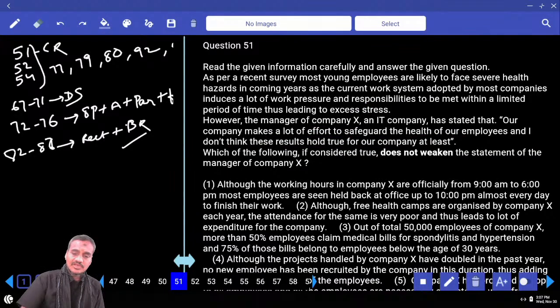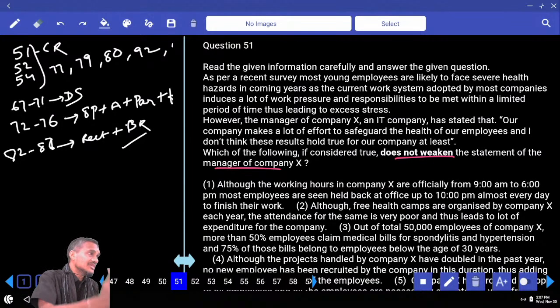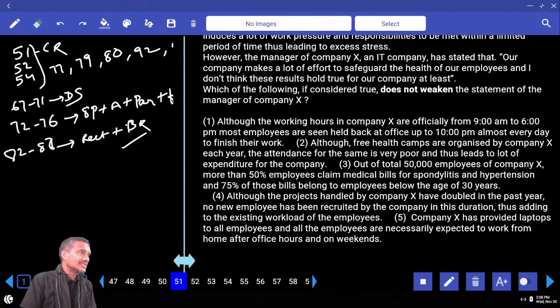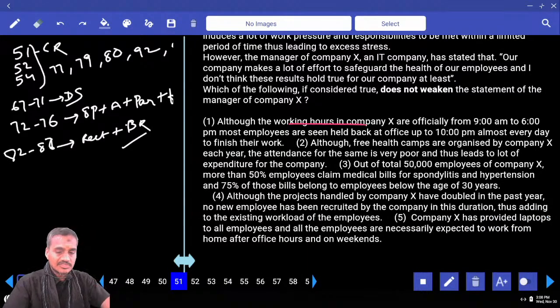ఇప్పుడు ఏమడిగాడు, విచ్ ఆఫ్ ద ఫాలోయింగ్ డస్ నాట్ వీకెన్ ద స్టేట్మెంట్. డస్ నాట్ వీకెన్ ద స్టేట్మెంట్ అంటే స్ట్రెంథనింగ్ ద స్టేట్మెంట్ ఆఫ్ ద మేనేజర్ ఆఫ్ కంపెనీ ఎక్స్. కనుక ఈ మేనేజర్ ఆఫ్ కంపెనీ ఎక్స్ ఎవరైతే ఉన్నారో వాళ్ళకి ఏమవ్వాలి, అండ్ వాడి స్టేట్మెంట్ సపోర్టింగ్గా ఉండాలి. వాడు ఏమంటున్నాడు, మా ఎంప్లాయీస్కి ప్రాబ్లం లేదు అని అన్నాడు. అంటే మేము హెల్త్ కేర్ చాలా తీసుకుంటున్నాం, కనుక ఇచ్చిన స్టేట్మెంట్స్లో వీళ్ళ ఎంప్లాయీస్కి ప్రాబ్లం ఉండదు, వీళ్ళ హెల్త్ చాలా బాగుంది అని మనం చెప్పగలగాలి, అంతే కదా.